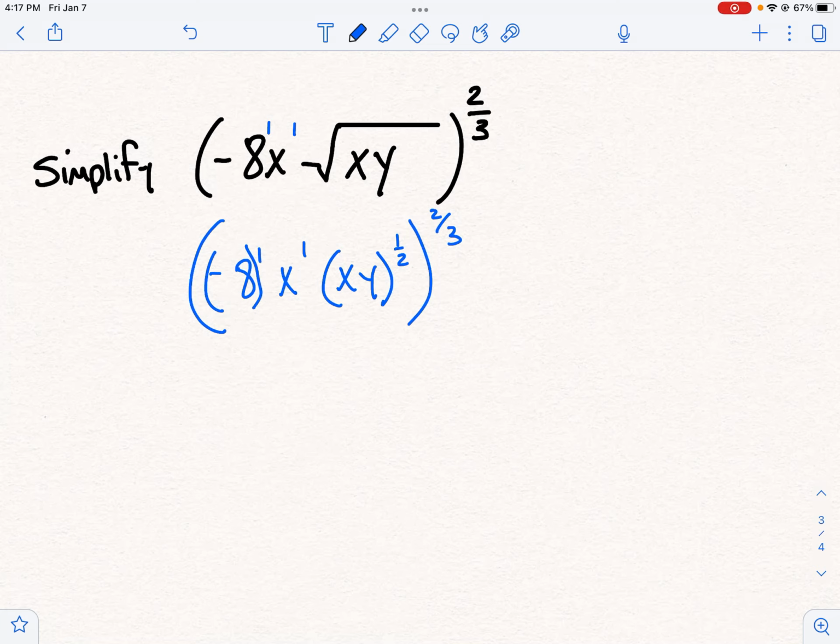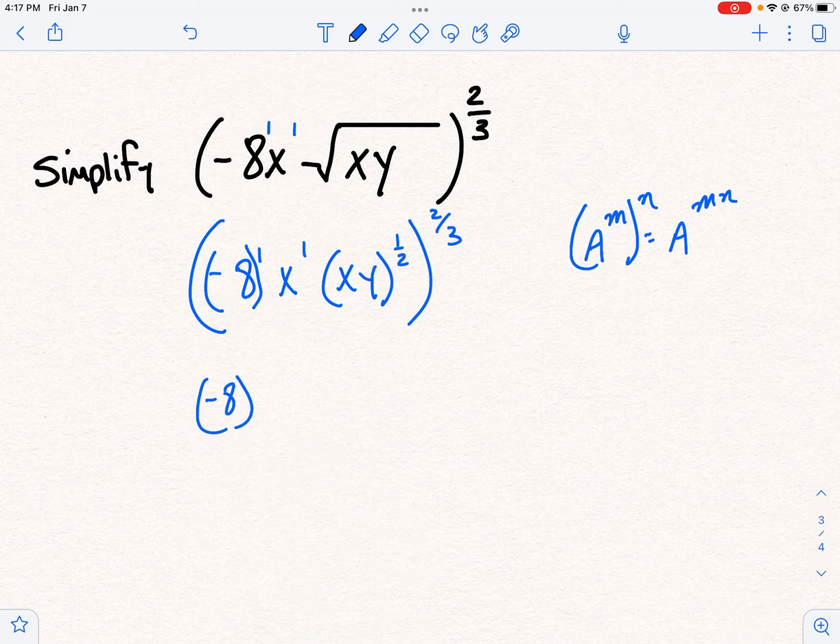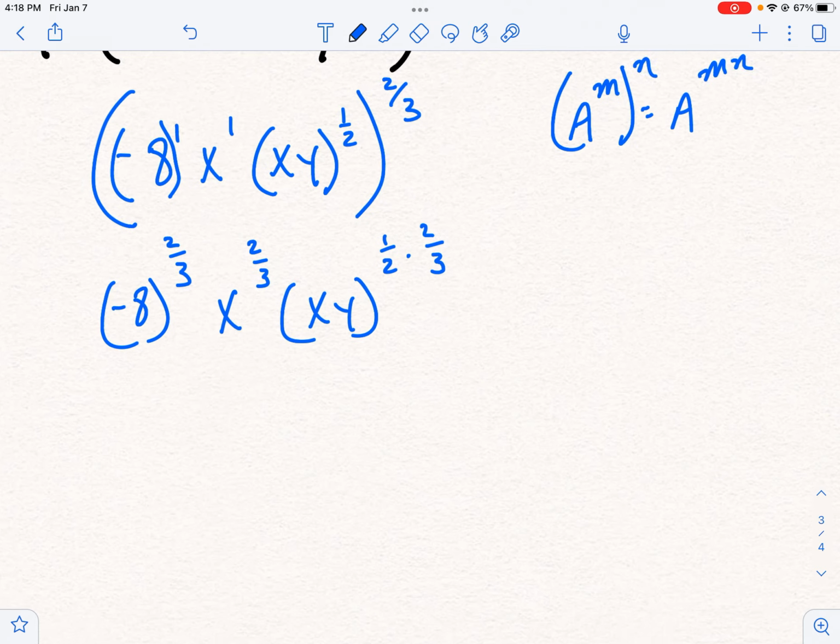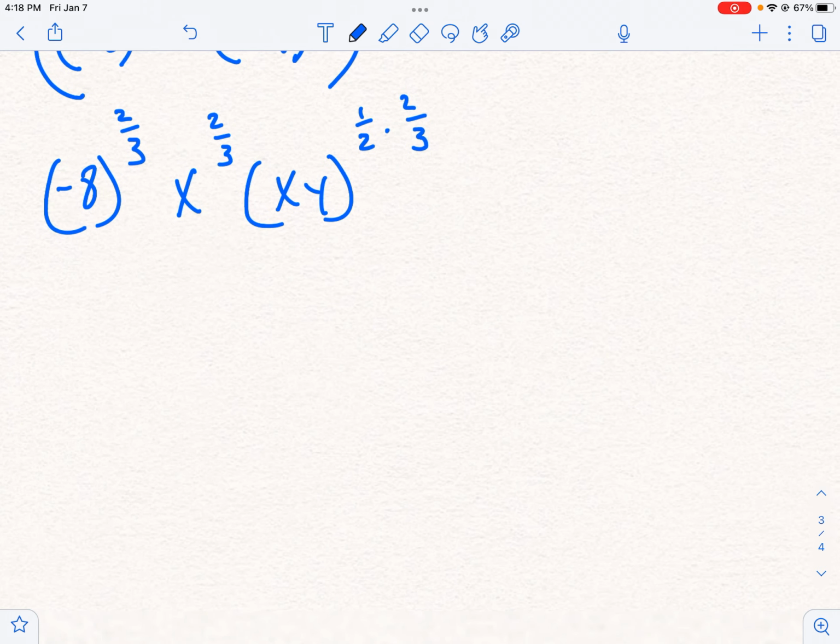So here we go. I'm going to use that rule from the top of the video where if you have a power to a power, the rule was a to the m to the n equals a to the mn. That means I can multiply my powers. So I'm going to have -8 to the 1 times 2/3, x to the 1 times 2/3, xy to the 1/2 times 2/3. I'm going to write this one out. If you're watching the video this far, you probably want this. So watch what I'm going to get here.